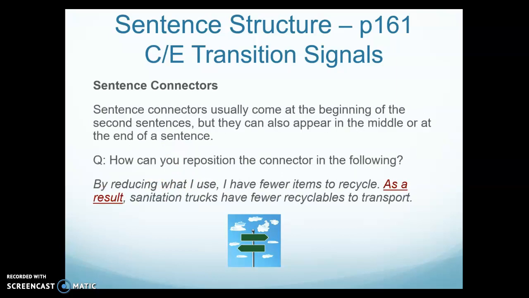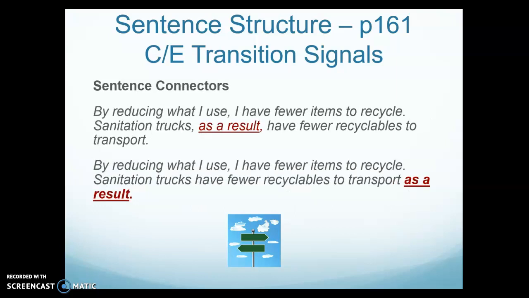Sentence connectors usually come at the beginning of the second sentence, but sometimes they can come in the middle or at the end of a sentence. And here's an example. How can we reposition this? By reducing what I use, I have fewer items to recycle. As a result, sanitation trucks have fewer recyclables to transport.